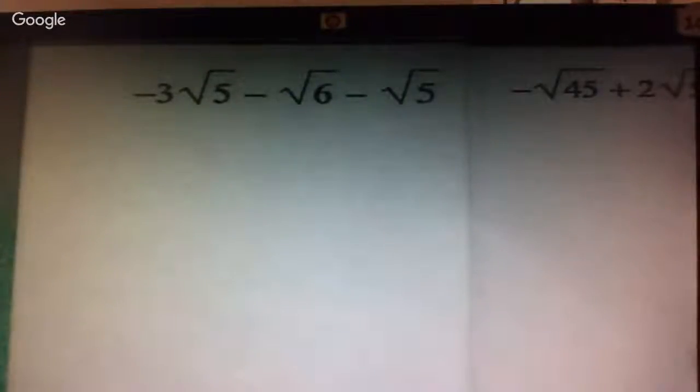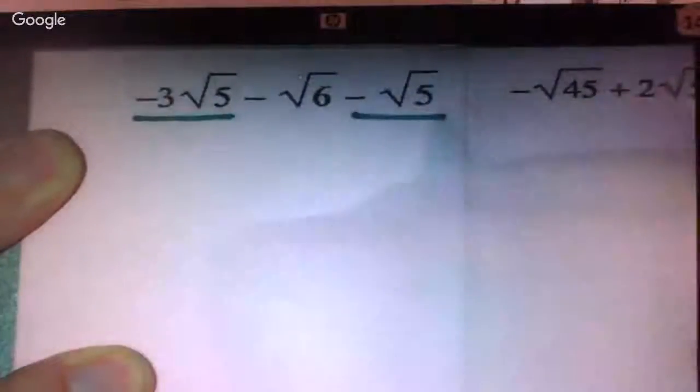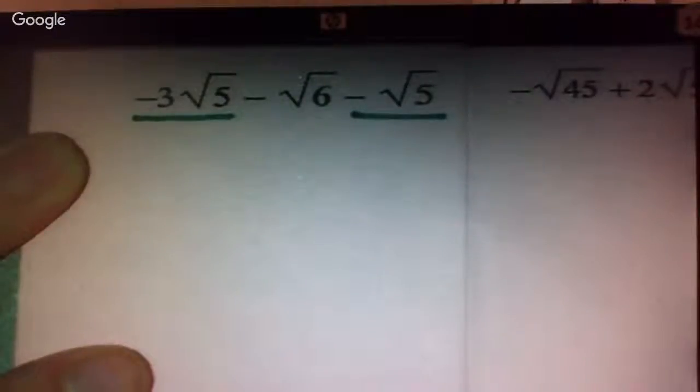Let's take a look at this one. Some of them are already simplified. Can I simplify any of these? No. What does 6 break down into? 3 and 2. Can I circle anything? No. The square root of 6 is already simplified. So all I need to do here is combine like terms. This goes with this, and that becomes what? -4 square roots of 5 minus the square root of 6.